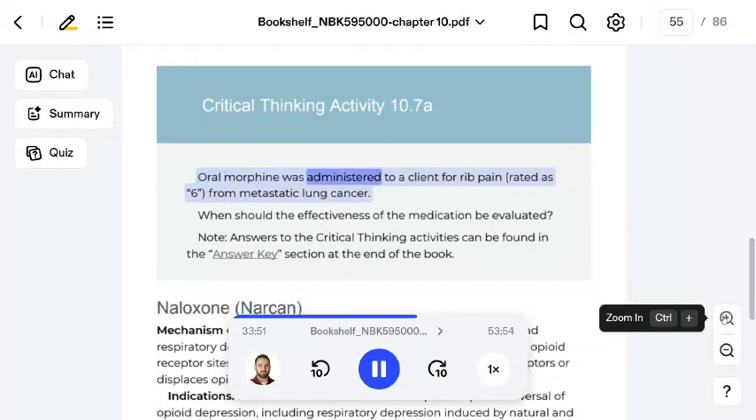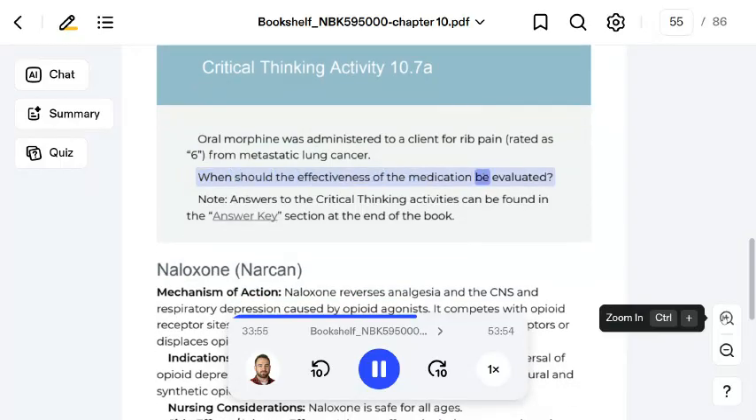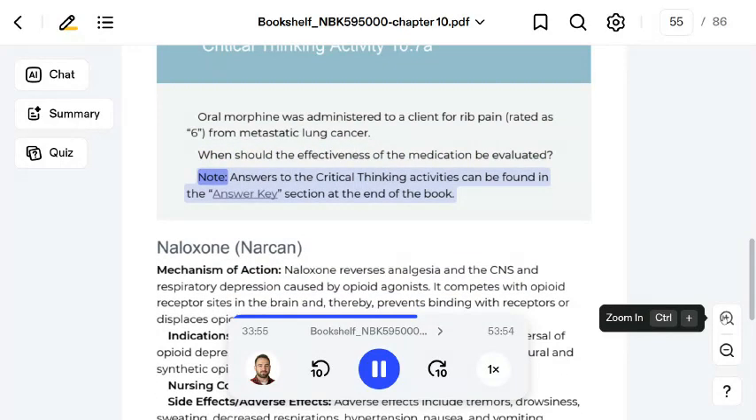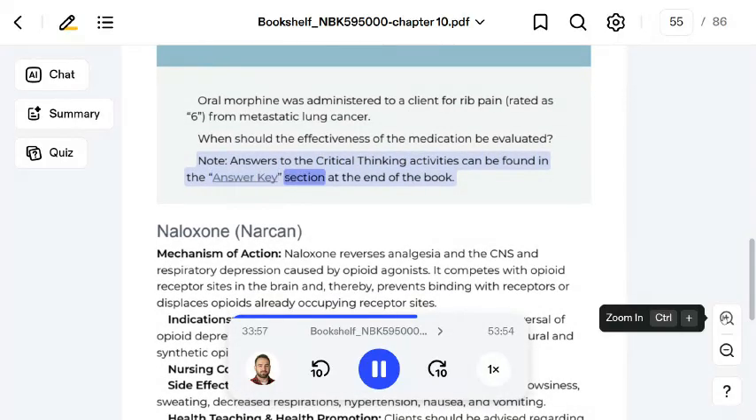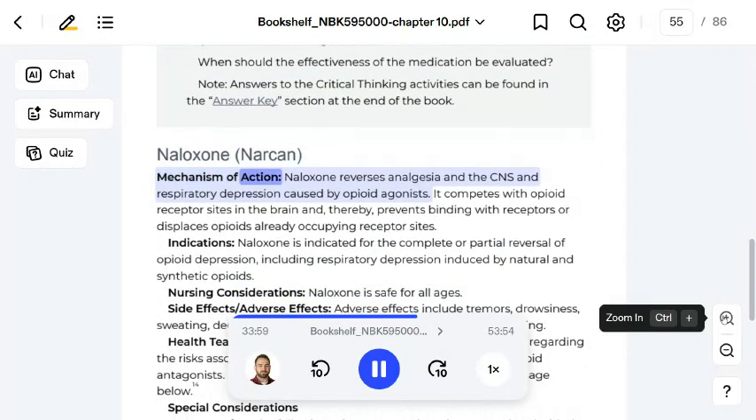Oral morphine was administered to a client for rib pain from metastatic lung cancer. When should the effectiveness of the medication be evaluated? Note: answers to the critical thinking activities can be found in the answer key section at the end of the book. Naloxone. Mechanism of action.